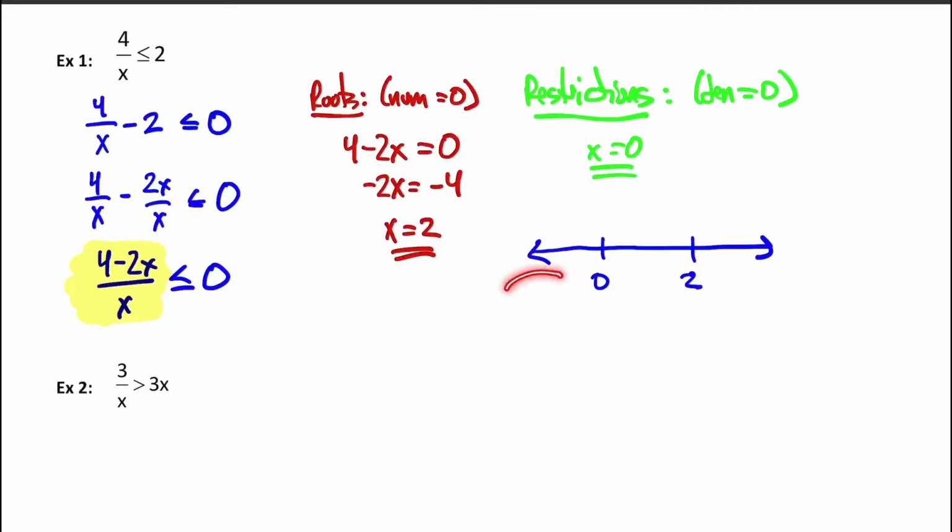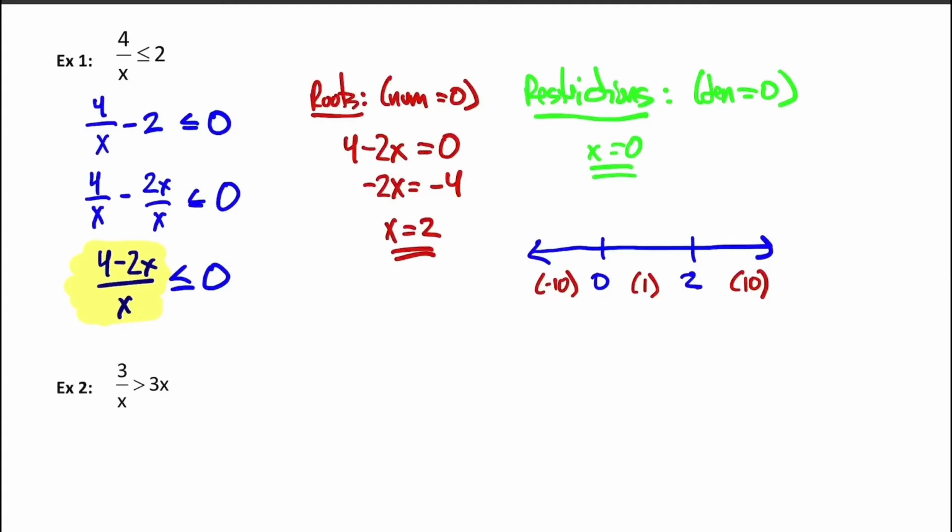So I need to pick numbers in this interval, something less than 0. I need to pick something between 0 and 2. I need to pick something that's greater than 2. All right, well, let me choose, let's say, negative 10 here. Let me pick 1 here, and let me pick positive 10 there. Notice I can't pick 0 because 0 is one of my critical values.